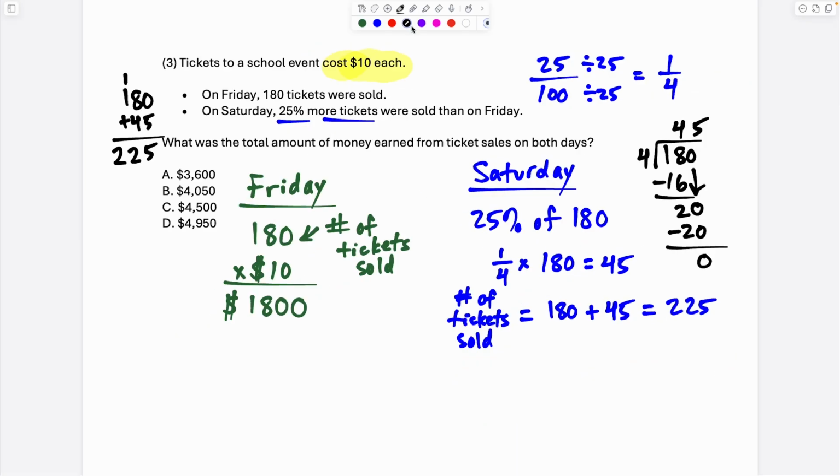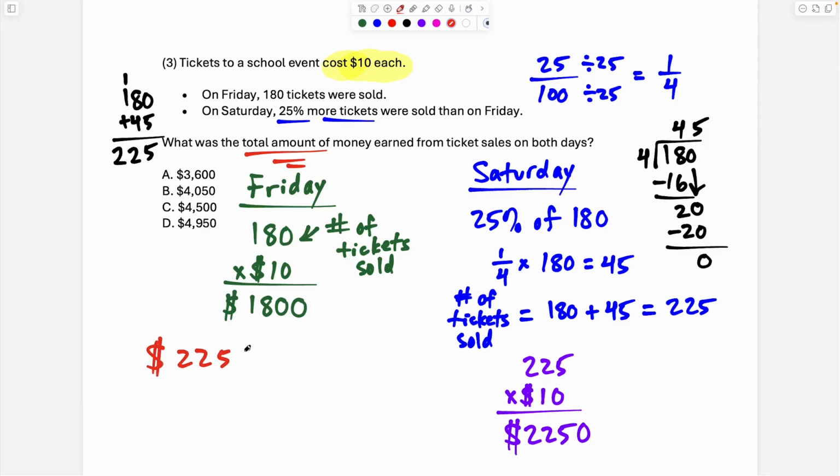But now we could calculate how much money was made on Saturday. We take the number of tickets sold, so that's the 225, and we multiply that by $10. But remember, when we multiply by 10, we're just putting a 0 at the end of the number we're multiplying 10 by. So we're going to do 225 with a 0, which gives us 2,250. But now we could finally find the total amount of money.